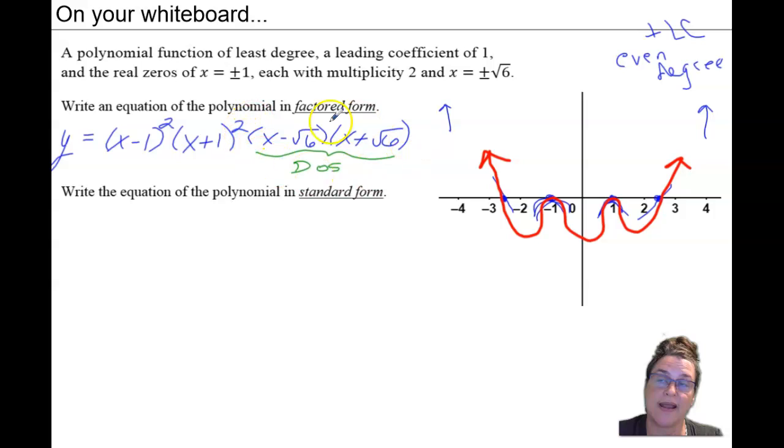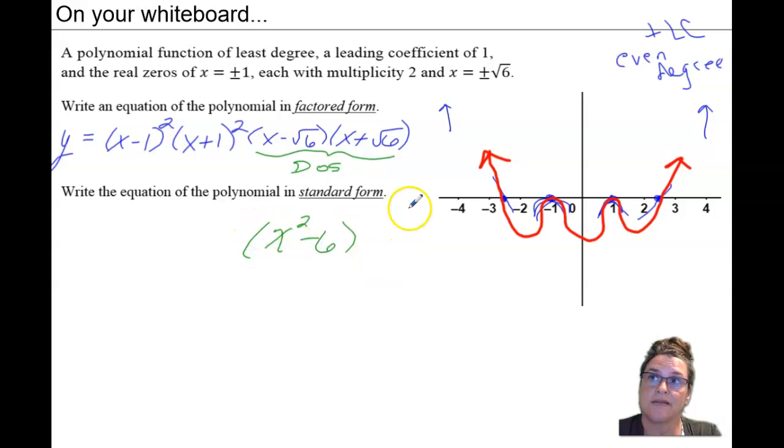So rather than FOIL that all out, since I know the shortcut, the middle always cancels, I'm just going to go ahead and use that shortcut to go to the square of the first, which is x squared, minus the square of the last, and that would be a 6. So x squared minus 6 is the reduced form of this difference of squares.